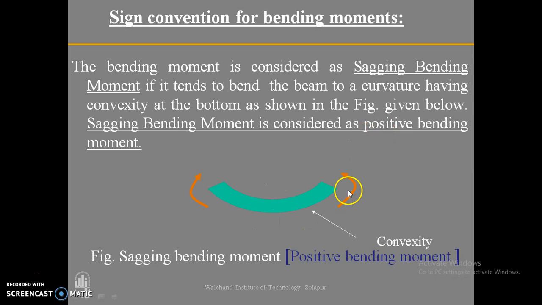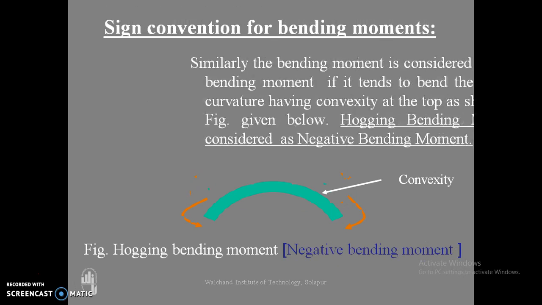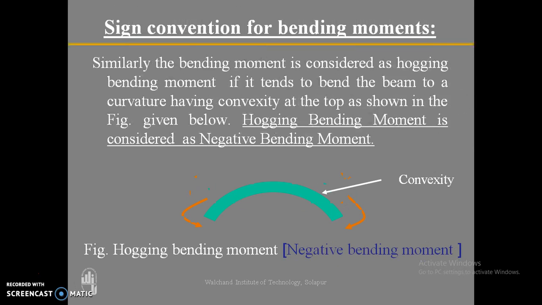So this kind of bending moment, which creates convexity at the bottom, is called a positive bending moment. Whereas if you have the opposite kind of bending, as shown here, which tends to bend the beam to a curvature having convexity at the top, then that kind of bending moment is called a hogging bending moment, which is considered a negative bending moment. So these are the sign conventions for bending moment.